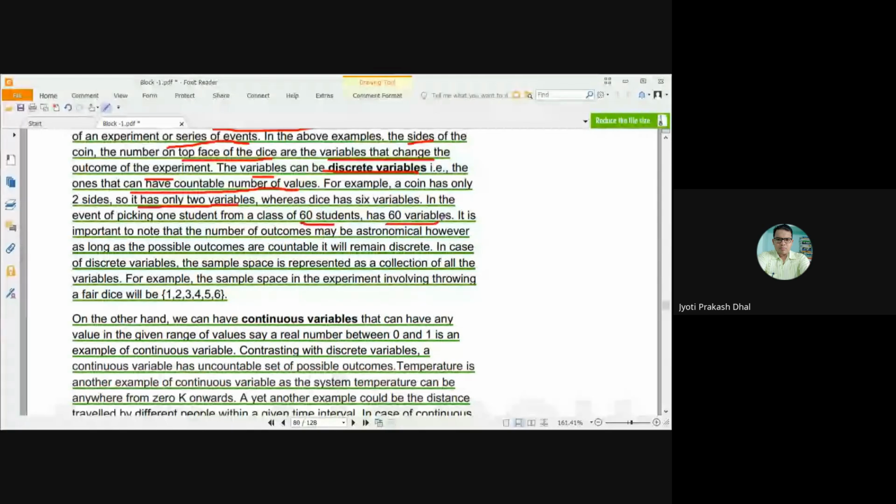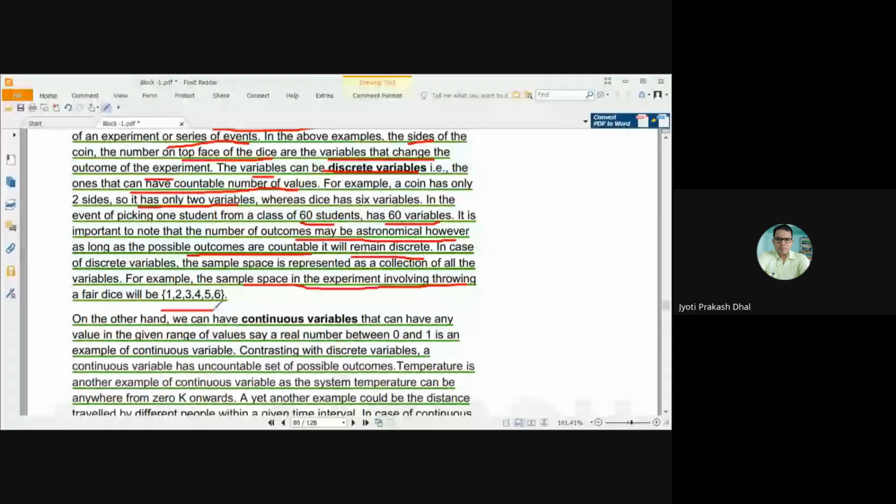It is important to note that the number of outcomes may be astronomical. However, as long as the possible outcomes are countable, it will remain discrete. In the case of discrete variables, the sample space is represented as a collection of all the values. For example, the sample space of an experiment involving throwing a dice will be 1, 2, 3, 4, 5, 6.